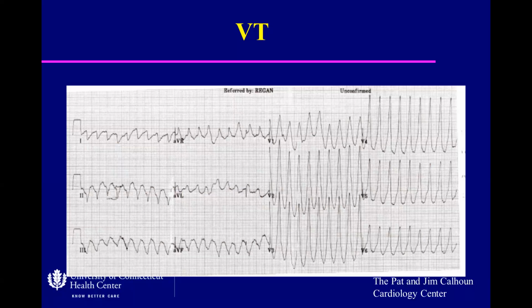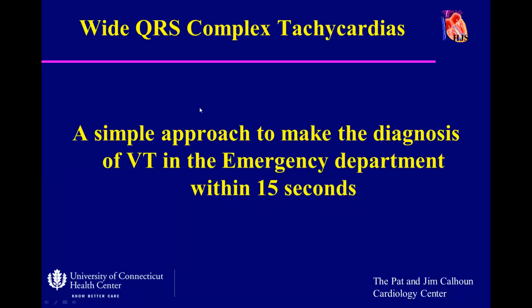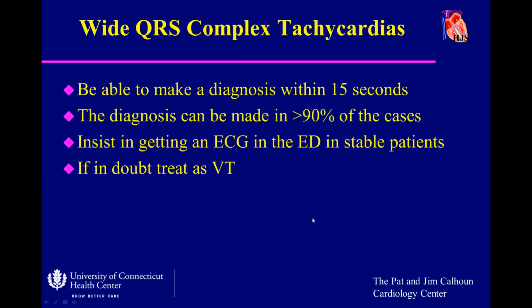Okay, so this is VT, and why this is VT, we go over in a second. Simple approach for you guys to make the diagnosis in 15 seconds when you call to the emergency department, okay? Good. So what you need to know is the diagnosis can be made if you have a 12-lead ECG in greater than 90% of the cases. There are some cases where you still have doubts, and the rule is if you have doubts, treat it as if it is VT. Nobody will blame you for this. But in 90%, you can be fairly sure what it is.